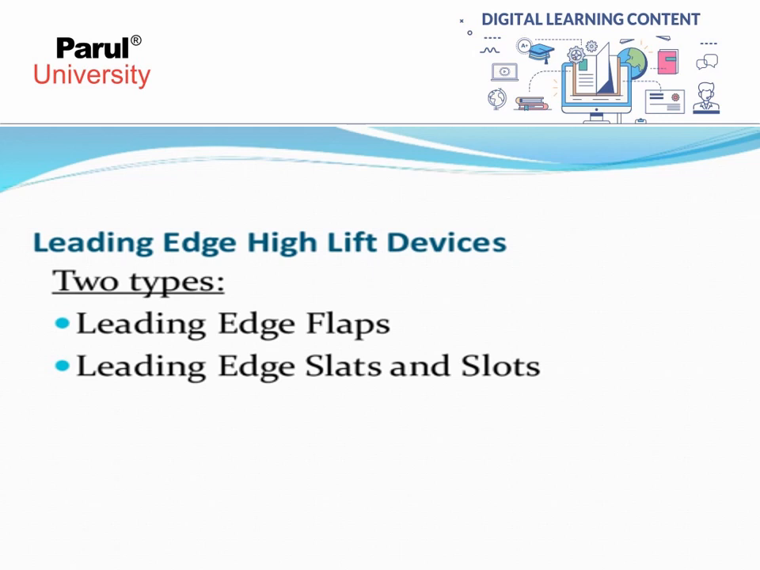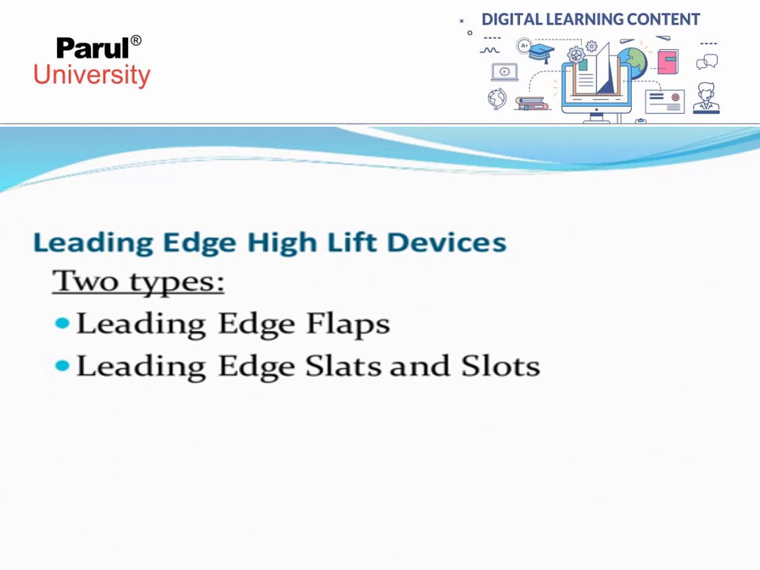Now you can see here the leading edge high lift devices. First, what are high lift devices? High lift devices have two types: first is the leading edge devices, second is the trailing edge devices. Understood? In leading edge devices again we have two types: leading edge flaps and leading edge slats and slots. And trailing edge devices have flaps, with a lot of types. Now one by one we have to go through these.